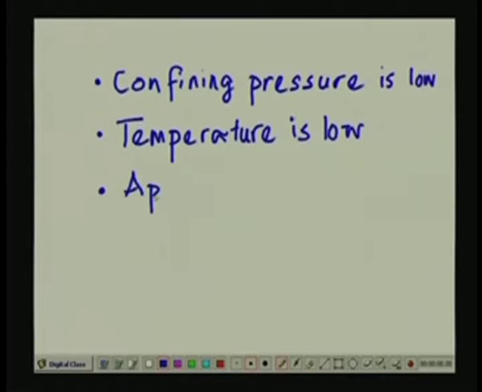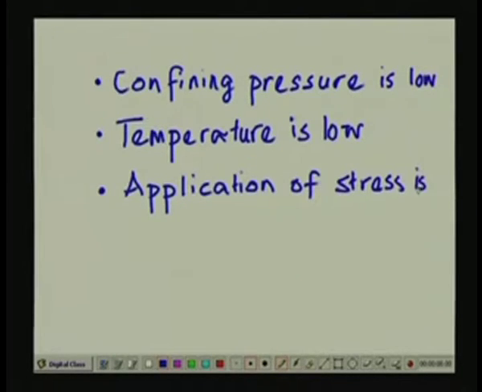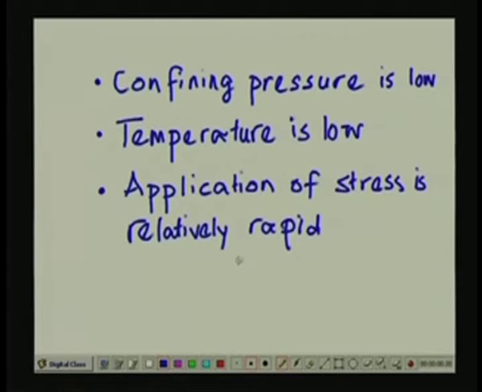that the application of stress is relatively rapid. All these aspects are going to lead to a brittle behavior of the rock mass.